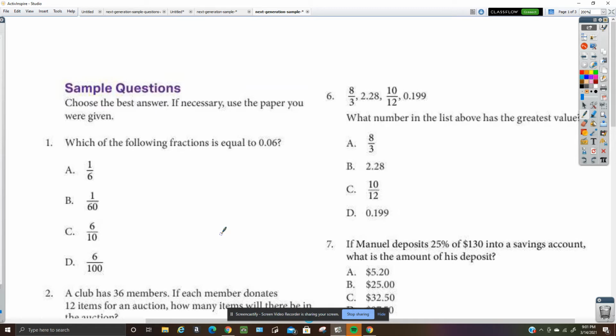So the first question here is, which of the following fractions is equal to 0.06? So this is just a place value here, tenths, hundredths. So this is 6 over 100. Letter D.